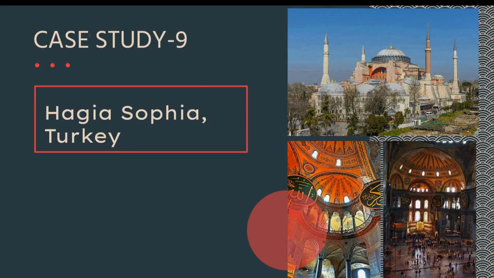The next case study will be Hagia Sophia in Turkey. Hagia Sophia is a building that keeps being repurposed. It changes function over and over depending on which regime is dominating Turkey at that time. Hagia Sophia was first a church, and then Islam came and it turned into a mosque, and then they turned it again into a church, and now it has become a mosque again. So it changed its function over and over again.